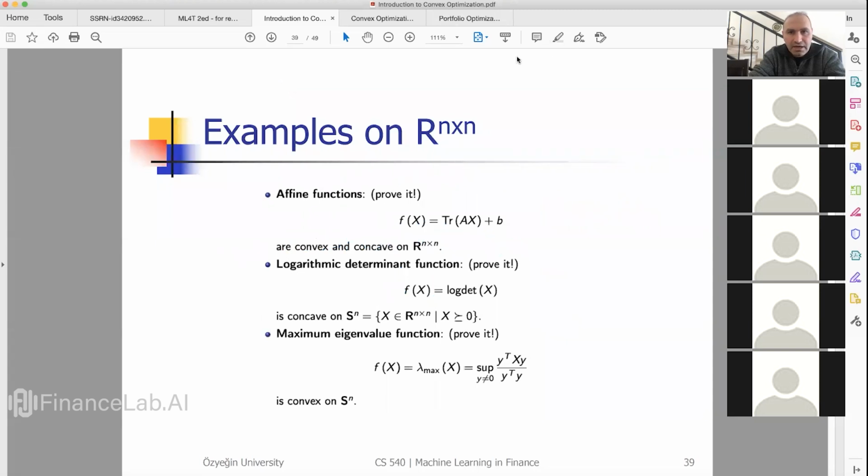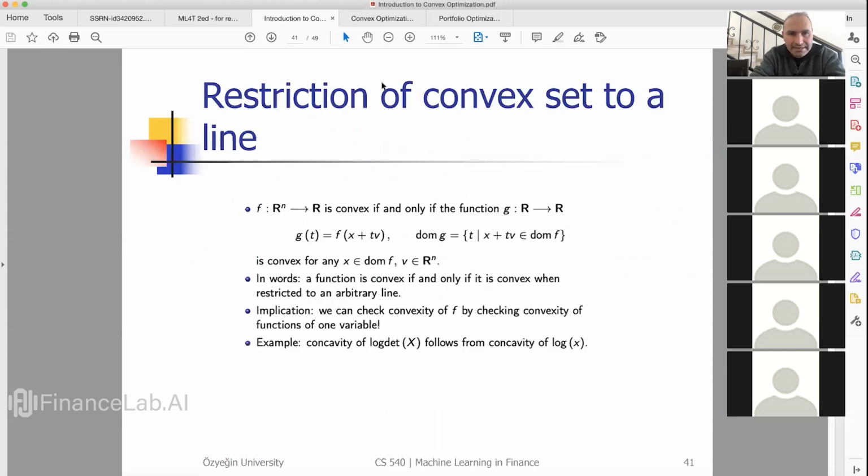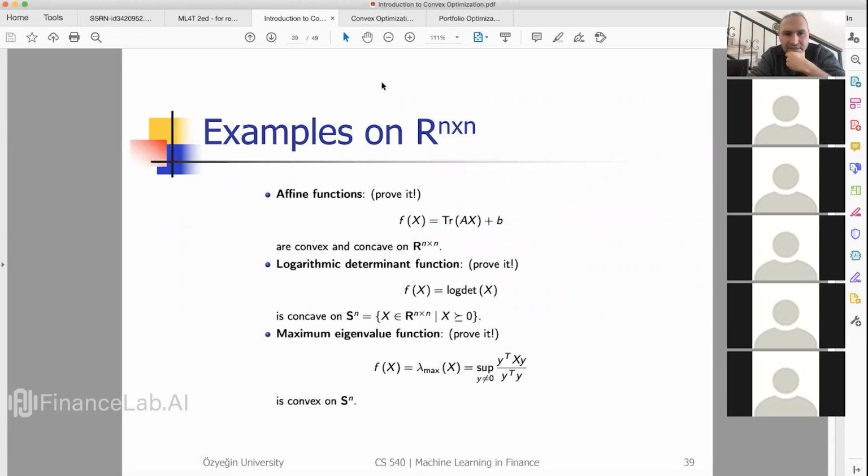Okay, so now some examples in R and R^(n×n). Again, there are certain examples here, like affine functions in R^(n×n), which are both convex and concave, similar to R^n and R. And the logarithmic determinant function is concave. And the maximum eigenvalue function is convex. Again, there are certain parts you can try to prove. And for detailed proofs, you can look at the book Convex Optimization by Stephen Boyd, which is in the references in the course syllabus.